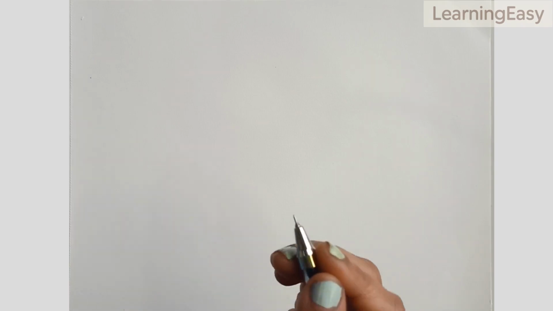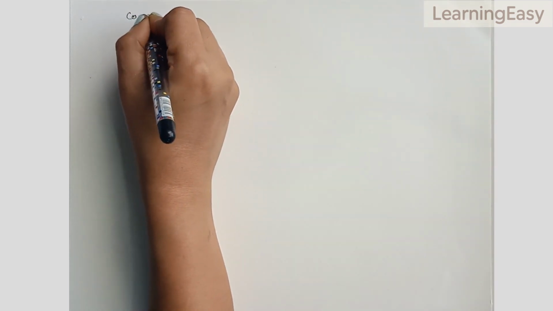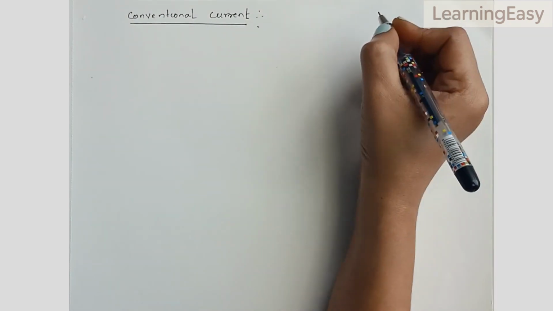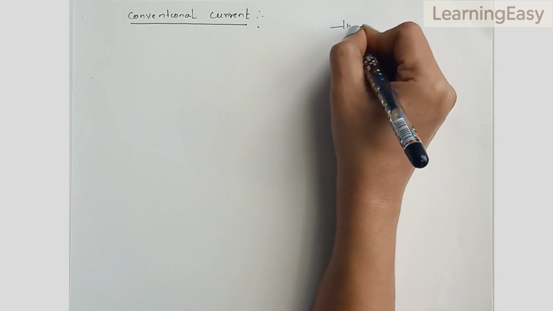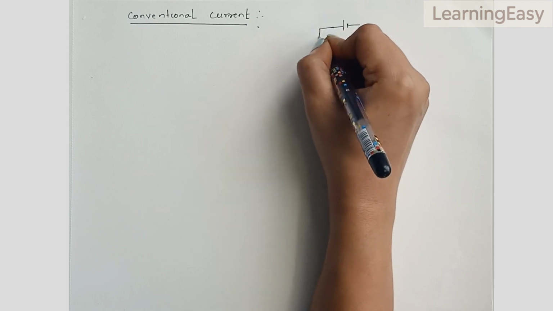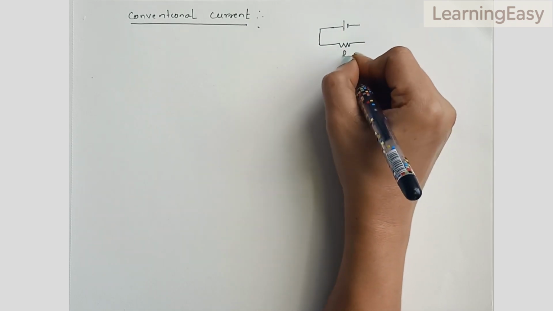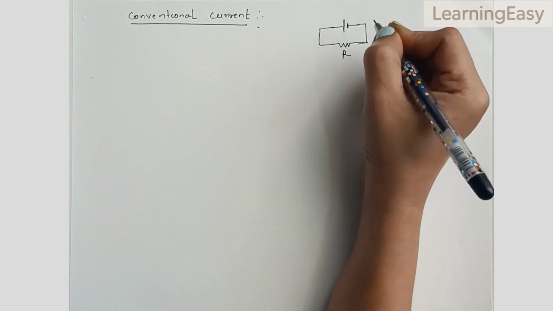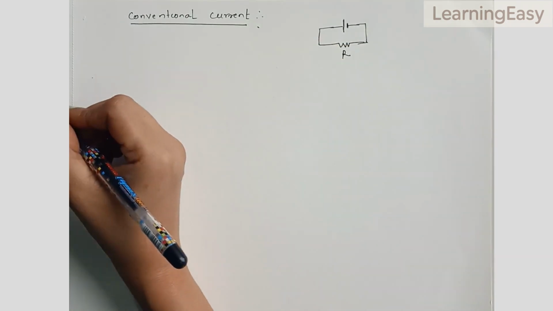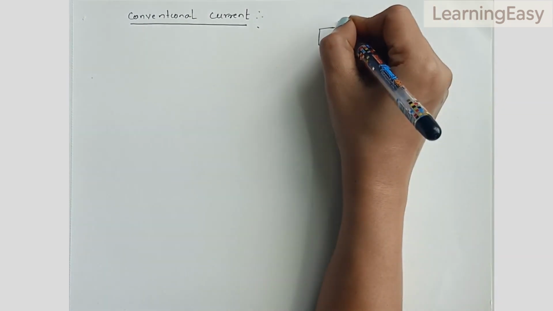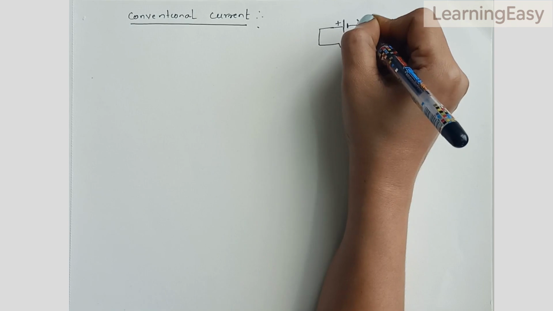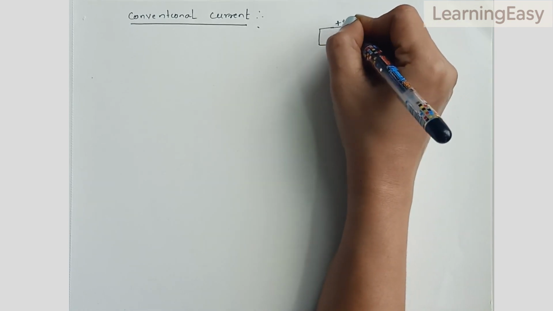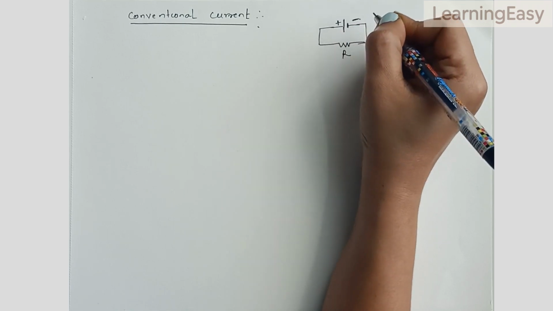We will start with the concept of conventional current. Let us say that we have a battery of voltage V volt which is connected across a resistor of R ohm. The long side of the battery is your positive terminal and the small side is your negative terminal. It is called the high voltage side and this one is your low voltage side.